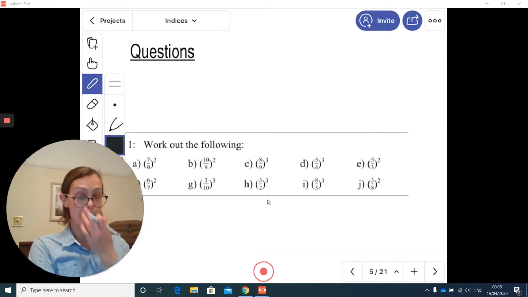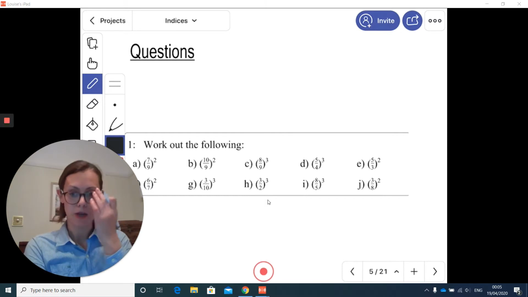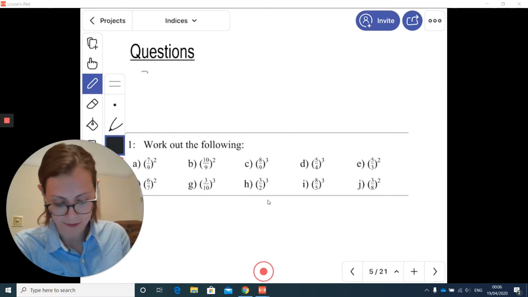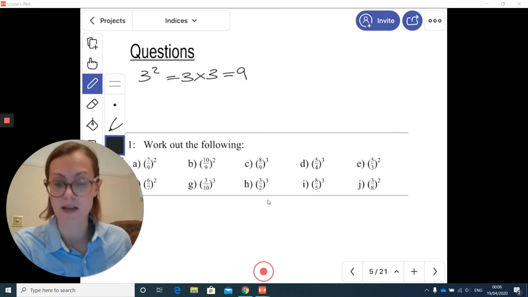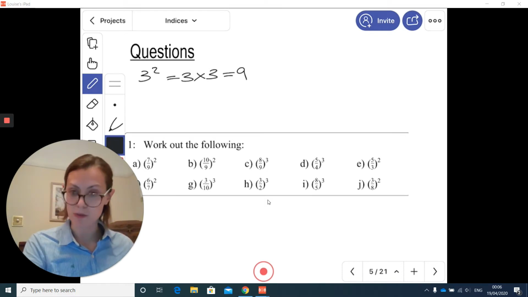Okay, let's also build in some fractions now. So we should all be happy with, if I gave you something like 3 squared, you would say, okay, that's 3 times 3, which is 9, which is nice and easy. Now let's just build in some fractions.